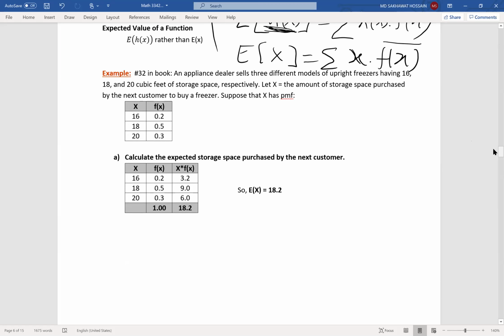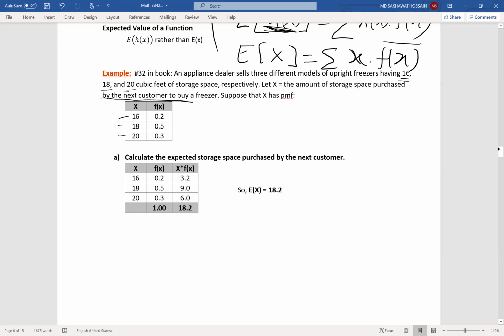And X is the amount of storage space purchased by the next customer to buy a freezer. So X represents the amount of storage space. There are 3 different types of freezers: 16, 18, or 20 cubic feet of storage space. So there are 3 different models, which means the possible values of x are 16, 18, and 20.